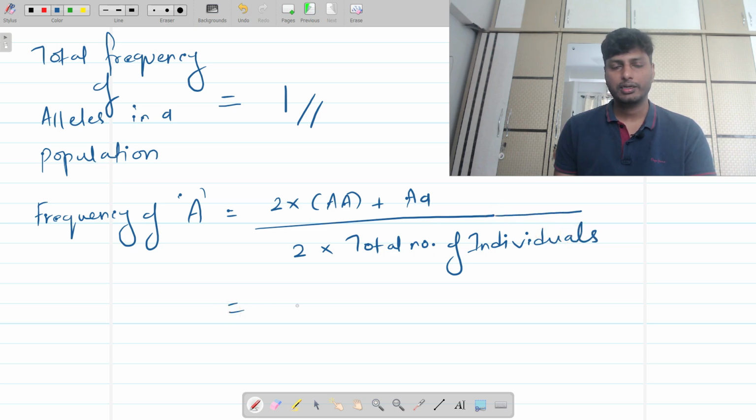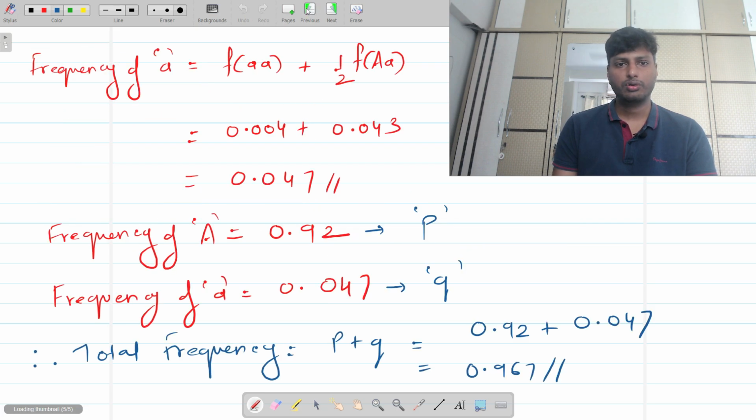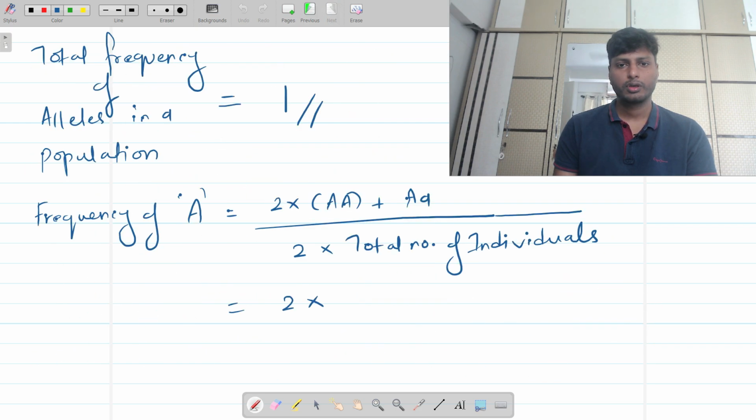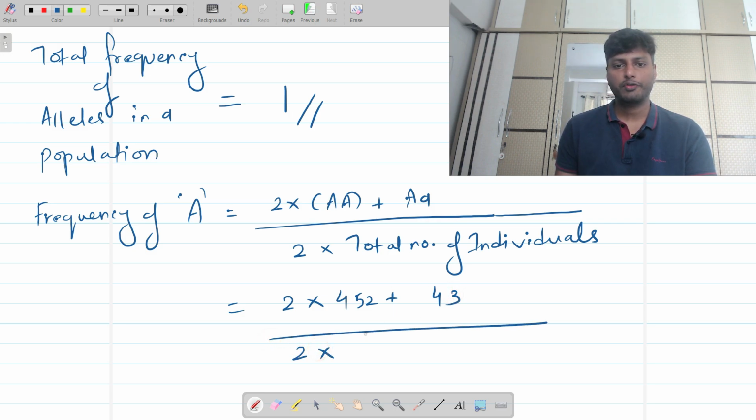Let's calculate that. So 2 into the total number of dominant individuals, which, if you recollect, was 452, so 452 plus the total number of heterozygous individuals, which was 43, upon 2 into the total number of individuals, which was 497.